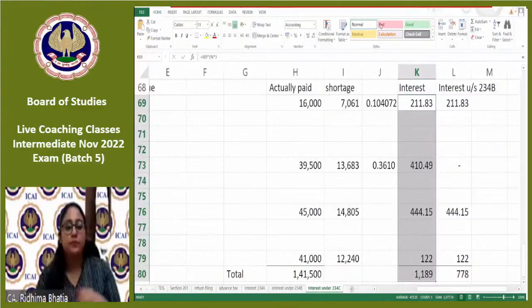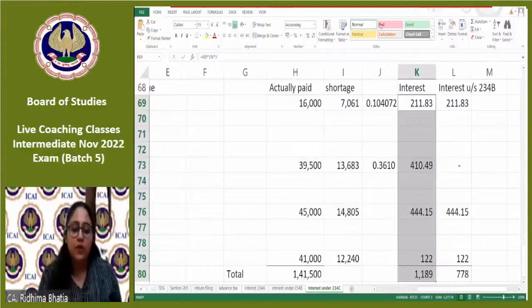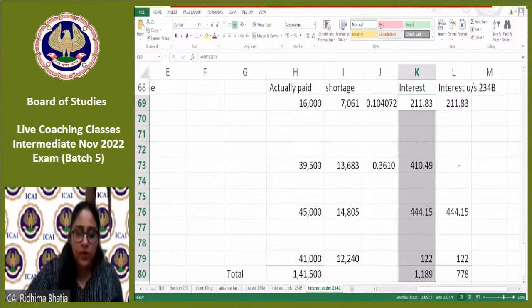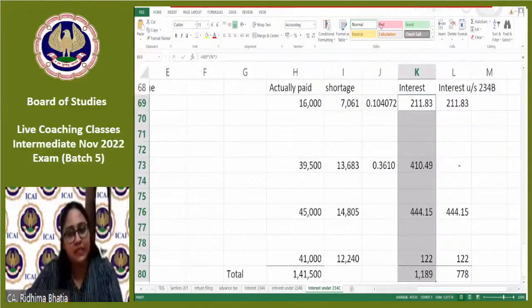Okay? Then 234C is for the installments part. In the installments part, we did 3 questions: one normal question, one where both 12% and 36% were met, and one where 12% was not met, but 36% was met. And we calculated how the interest has to be calculated if there is any deferment of installment. Clear? So whatever advance tax you deposit, you will get the credit while filing the return. Now, the third concept in this chapter is TCS.